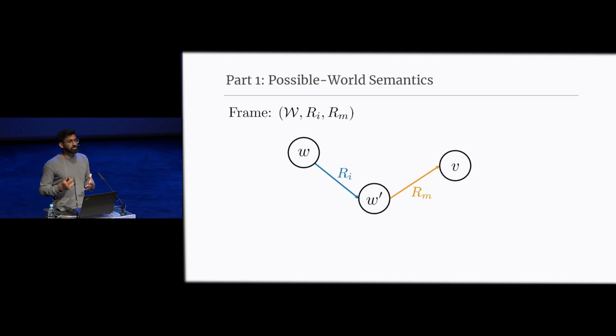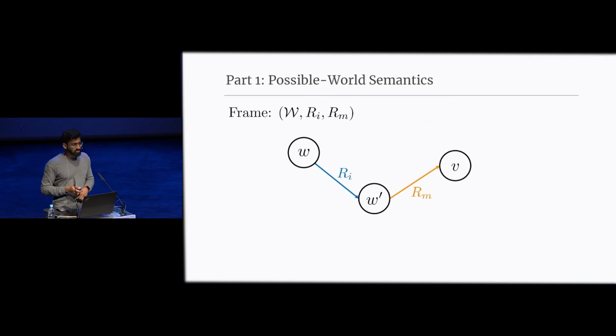So the possible world semantics can be thought of the following way, right? We're going to interpret our terms in these so-called frames. So what is a frame? A frame basically has three components. It's a set of nodes. So this W here basically is a set of worlds, right? These are the nodes in the graph. And in between these worlds, you have two kinds of relation, Ri for intuitionistic accessibility and Rm for modal accessibility, right? So you have these two kinds of edges between these graphs, right?